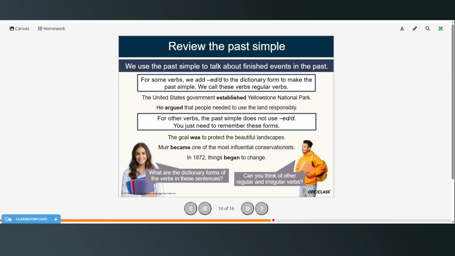For other verbs, the simple past does not use ed or d, and you just need to remember these forms. These are irregular verbs. So was is the past tense of the verb to be. Became is the past tense of become, and began is the past tense of begin.